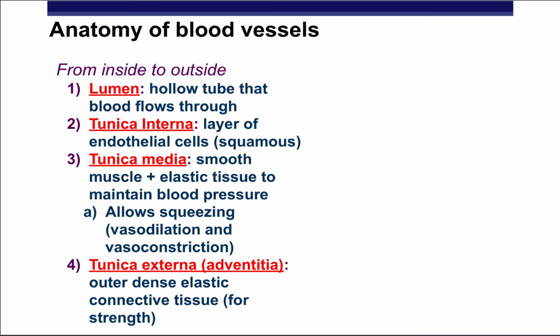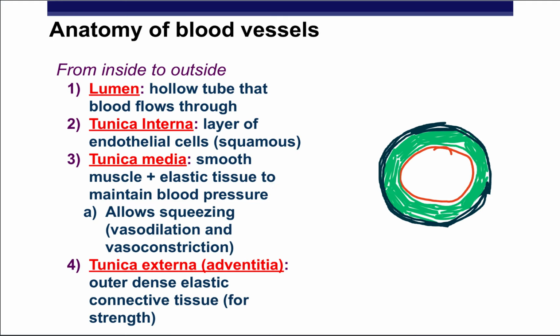So as a quick sketch, if you are drawing this into your notebook or into your notes, what you want to sketch is just a real simple drawing. Easiest way for me is just to use 3 colors so I can distinguish my layers, and then I'll just label a lot. So this inside is lumen, which is where your blood sits. The innermost lining here, that's your tunica interna.